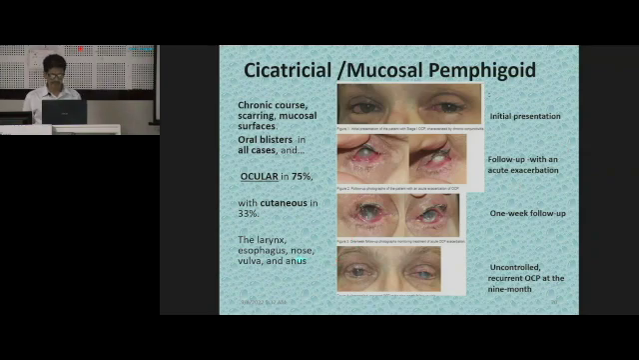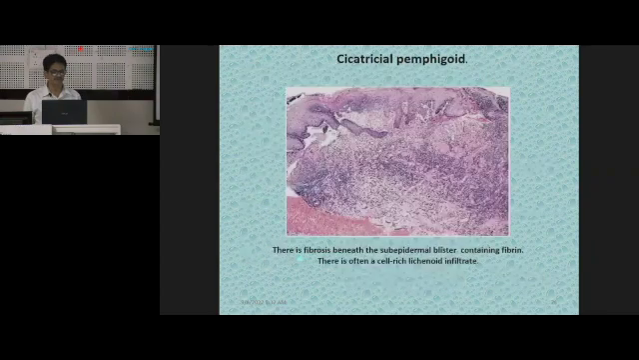The cicatricial pemphigoid, the name itself suggests that it will heal with a lot of fibrosis. You can see the fibrosis that is occurring here, and instead of eosinophils, which are classical of pemphigoid, here you are going to see the neutrophils and the otherwise inflammatory response of other healing process.